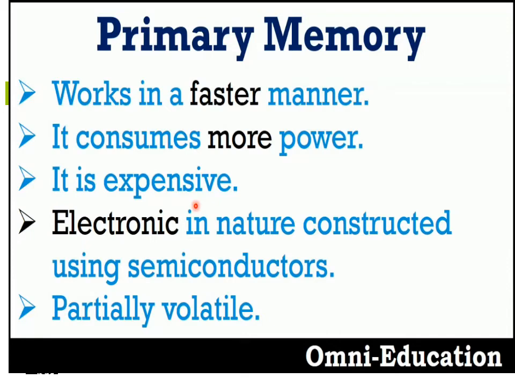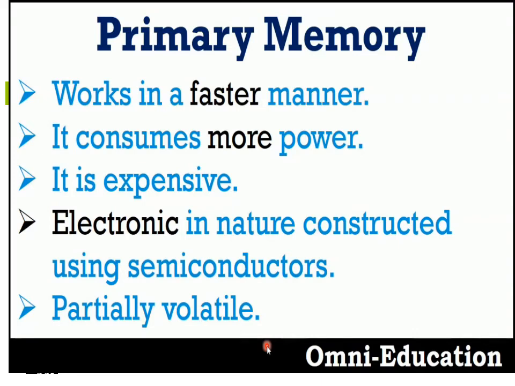which makes primary memory faster, more power consuming and expensive. It is electronic in nature and made up of semiconductors. And the most important point is that it is partially volatile. First of all, volatile means that as soon as power is turned off, the data and instructions stored in the memory would be lost.